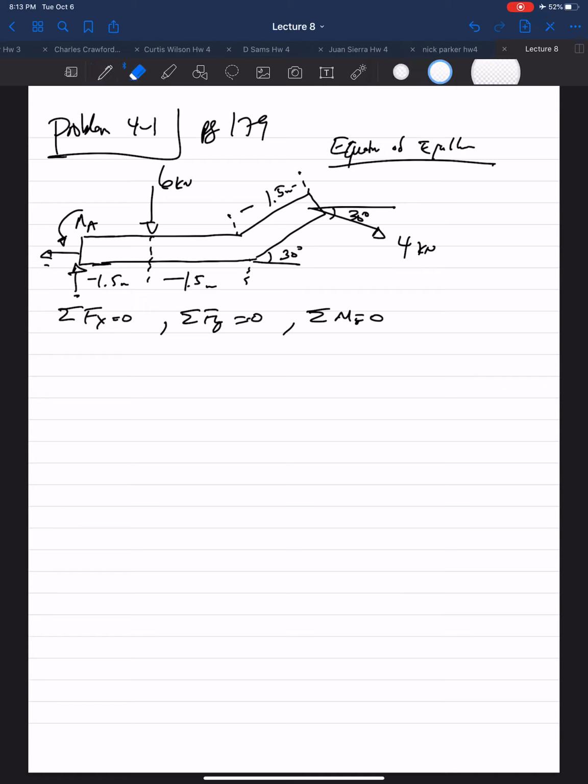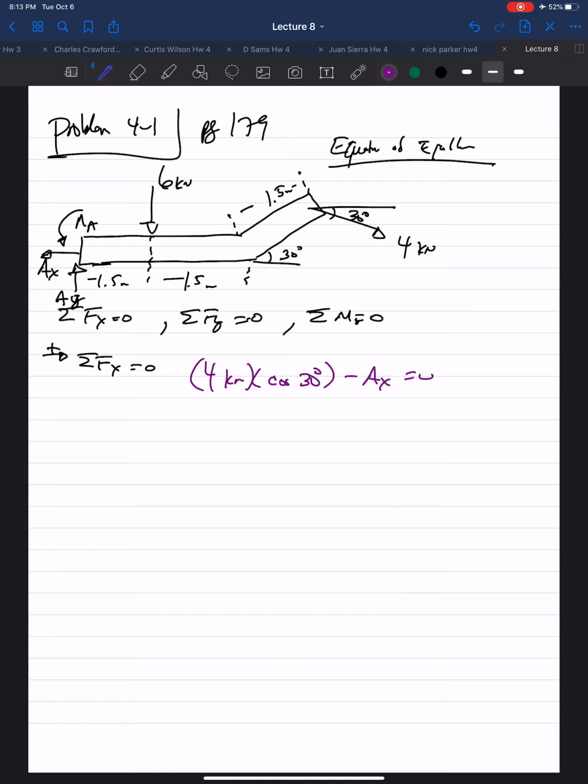Let me call that a little bit differently. Call it Ax and then Ay, so it makes it clear. So the sum of forces in the x direction must equal zero. So I have a 4 kilonewton force that has an x component, which would be cosine of this angle. So we have 4 kilonewtons times cosine of 30 minus Ax equals zero. Ax is in a negative direction because if it was facing to the right and positive, then this could not give me zero. It has to be negative so that the result is zero, which gives us equilibrium. Solving for this, Ax is equal to 4 times cosine 30, 3.46 kilonewtons.